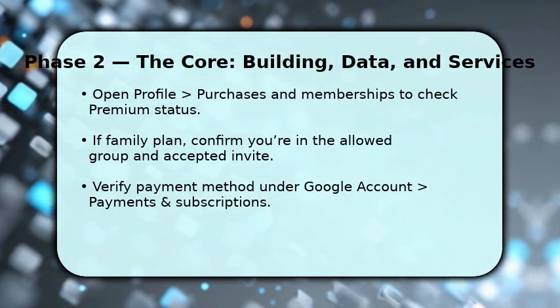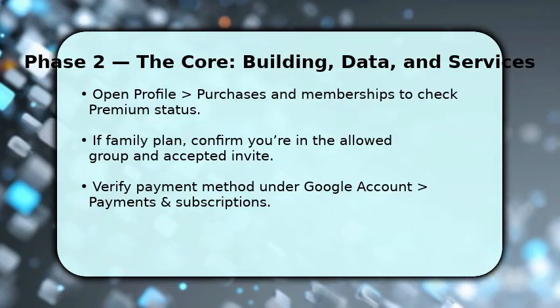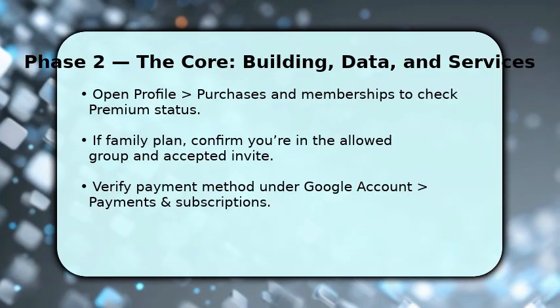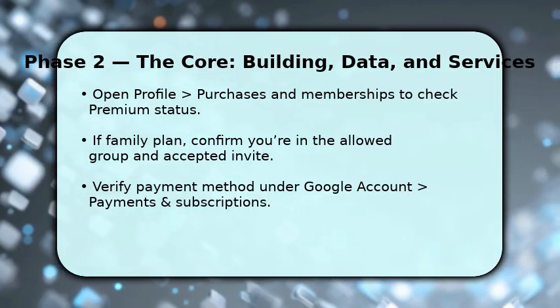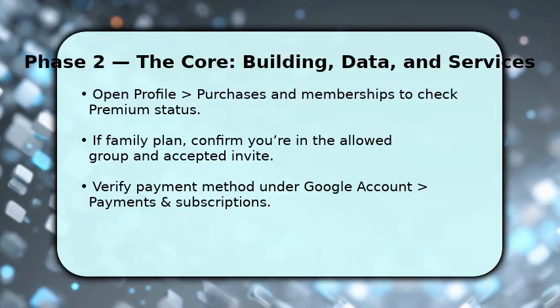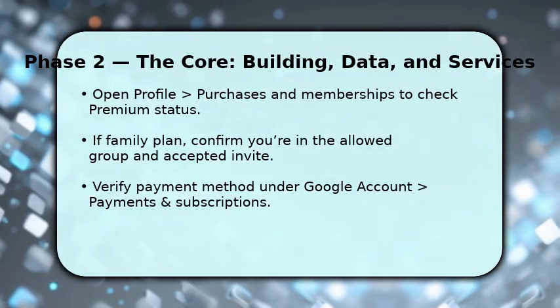If you're on a family plan, make sure you accepted the family invite and are listed as a family member. Otherwise, you won't get benefits. Next, confirm payment details in Google account payments and subscriptions. Expired cards or regional mismatches can block premium.